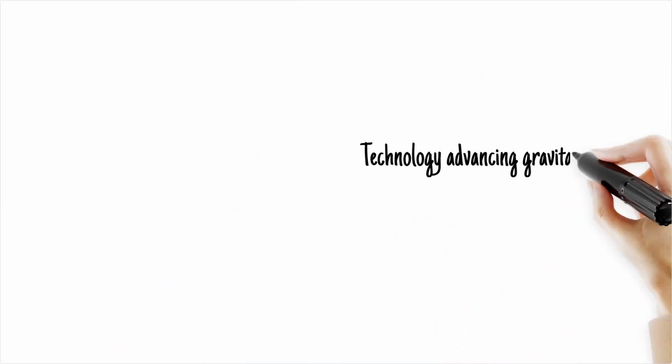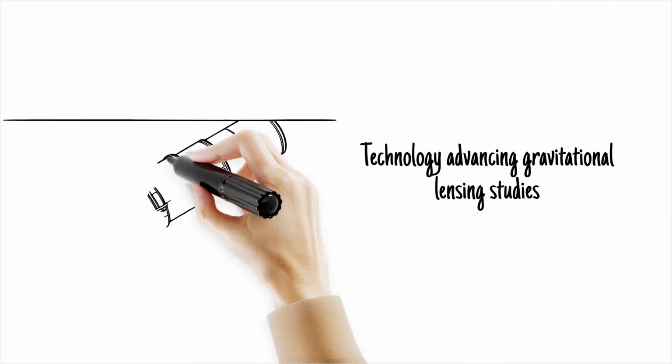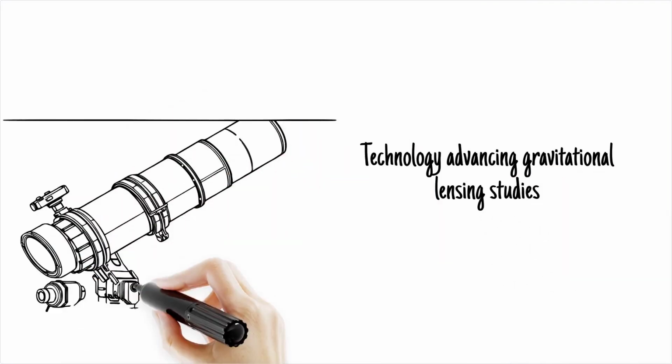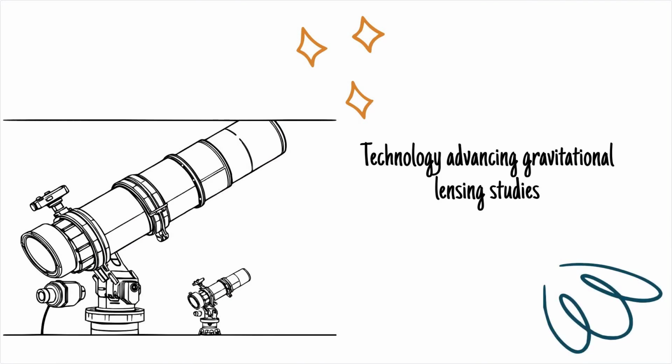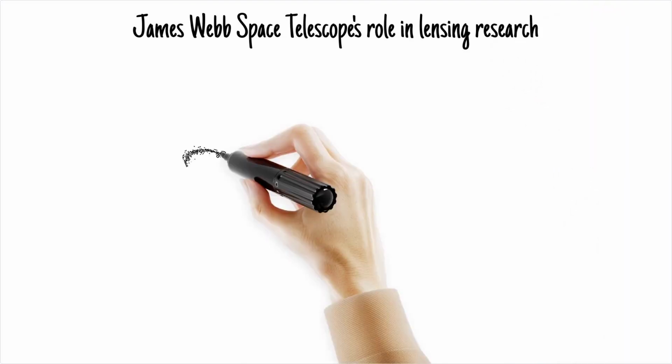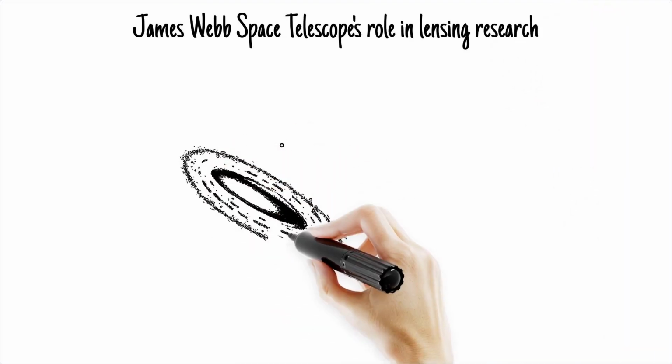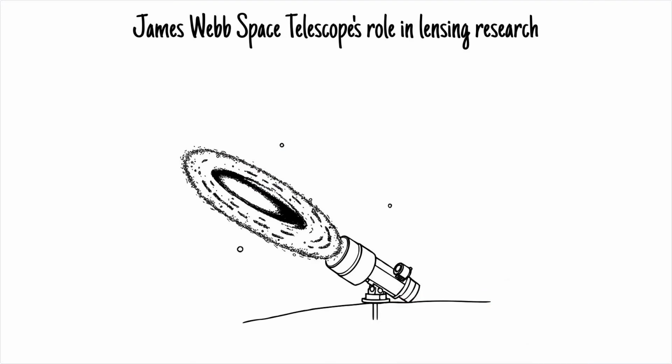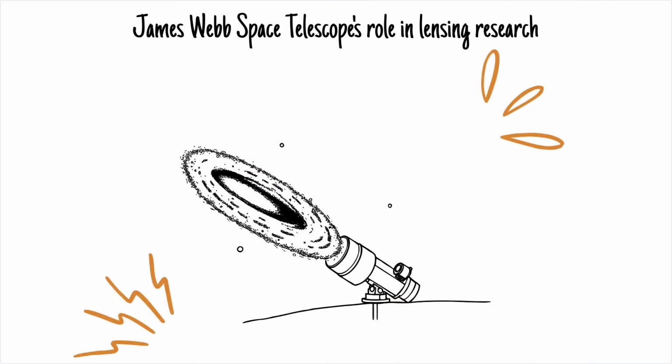Telescopes equipped with adaptive optics, high-resolution imaging, and spectroscopy are essential for studying gravitational lensing. Instruments like the James Webb Space Telescope, JWST, provide deeper and more detailed observations of lensed galaxies, pushing the boundaries of our understanding of the universe's structure and evolution.